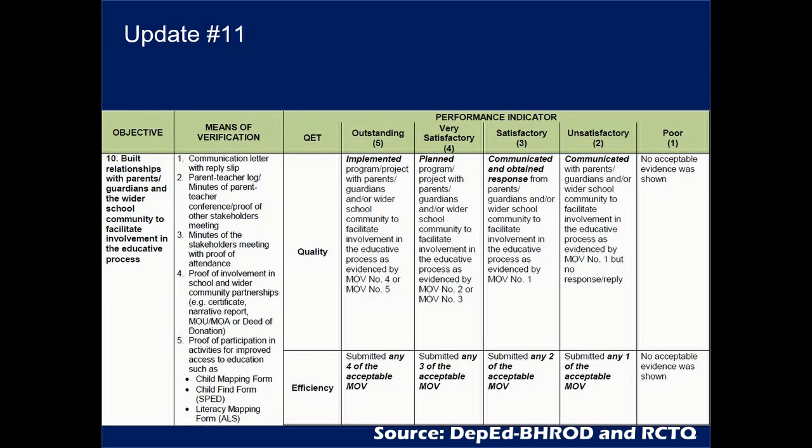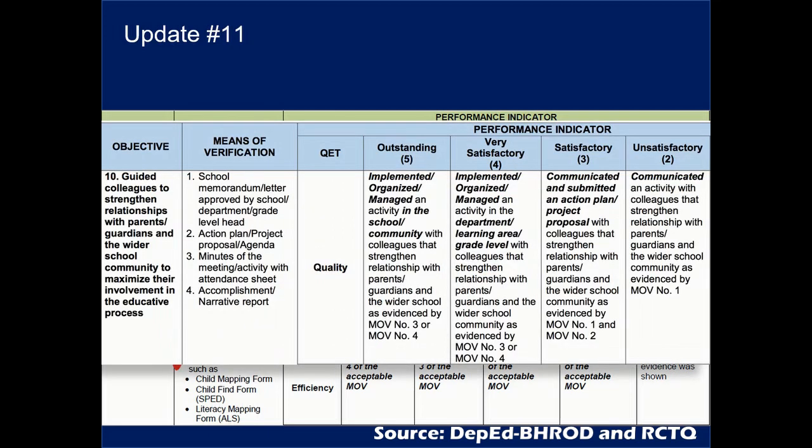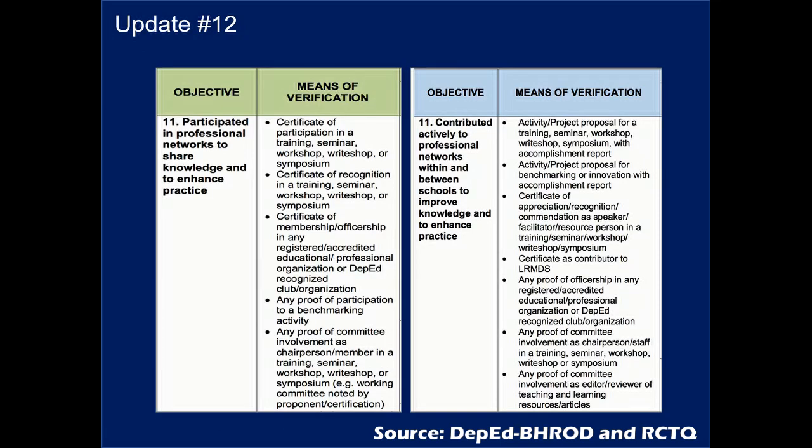Update number 11. For objective number 10, the supporting MOVs are numbered because each submitted document corresponds to a certain rating for quality as stated in the performance indicator. Update number 12. For objective number 11, the performance indicators for proficient and highly proficient teachers are the same, but they differ in terms of demand of the MOV. For example, a proficient teacher is asked to submit a certificate of participation in training, while a highly proficient teacher is asked to submit an activity proposal for a training.